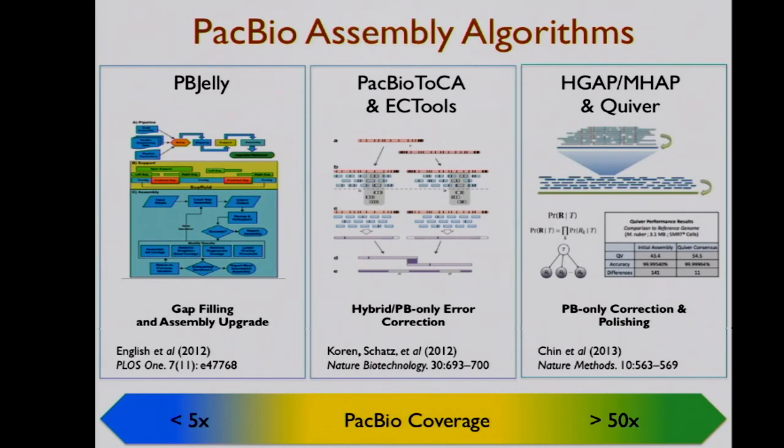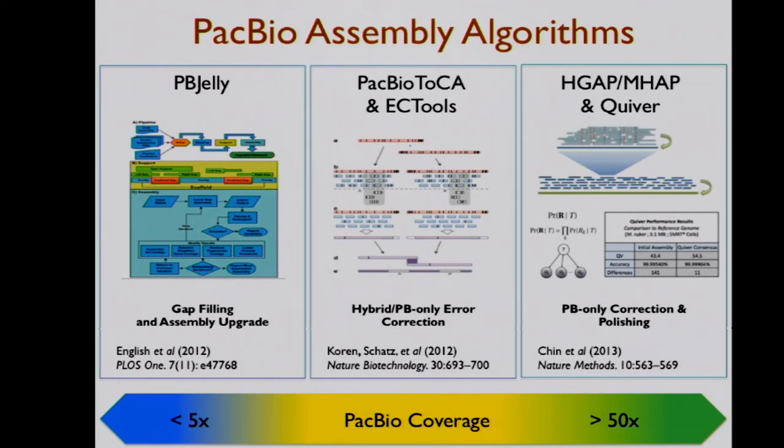The algorithms that are available today come from a pretty big spectrum, and it's all driven by how much coverage you have available. At the high end, if you have large amounts of coverage, the most effective strategy is to take those long reads, compare them to each other, and build up a consensus. That idea has been published a few times. The first time was HGAP in Nature Methods.